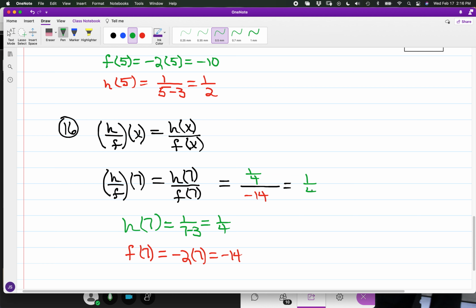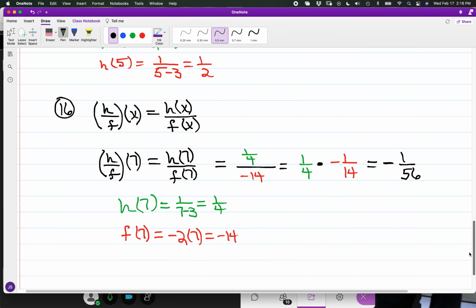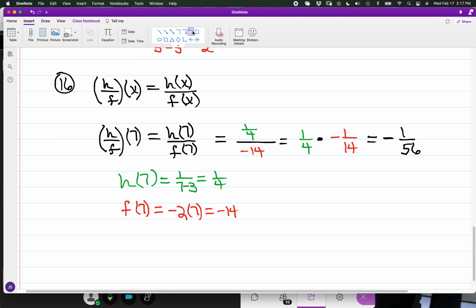And so the way to clean this up is, we got 1/4 at the top, and if I divide by negative 14, I can say that I have 1/4 times the reciprocal of negative 14, so this will be minus 1/14. And for what we have here, a positive times a negative is a negative. 1 times 1 is 1. 4 times 14 comes out to 56. So for h over f of 7, this value comes out to minus 1/56.